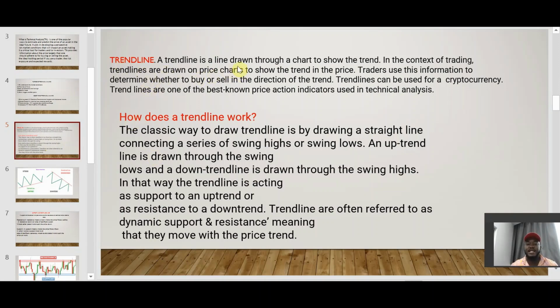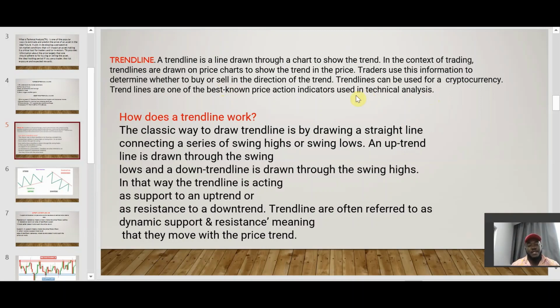A trend line is a line drawn through a chart to show the trend. A trend line shows where there is a trend. In the context of trading, trend lines are drawn on price charts to show the trend in the price. Traders use this information to determine whether to buy or sell in the direction of the trend. Trend lines can be used for a cryptocurrency. Trend lines are one of the best known price action indicators used in technical analysis. Note that very well. Okay, how do trend lines work?